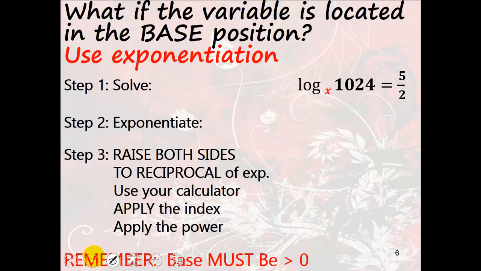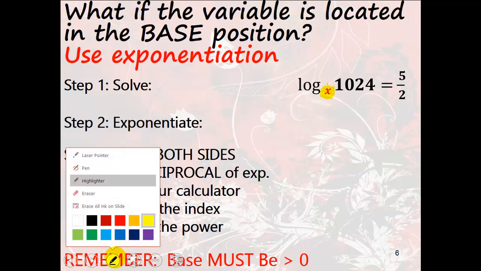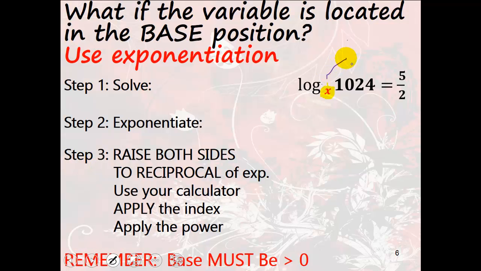All right, this is a little bit different one. What happens if the variable is located in the base position? Well, guess what? We get to use exponentiation. The only thing that we have to remember right here, I'm going to use my highlighter, is this base has to be bigger than 0. It can't have a negative base. Can't have a negative input, can't have a negative base.